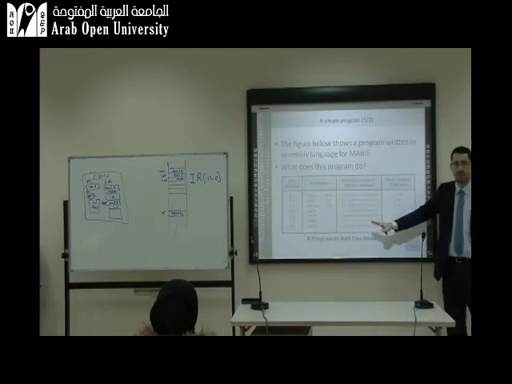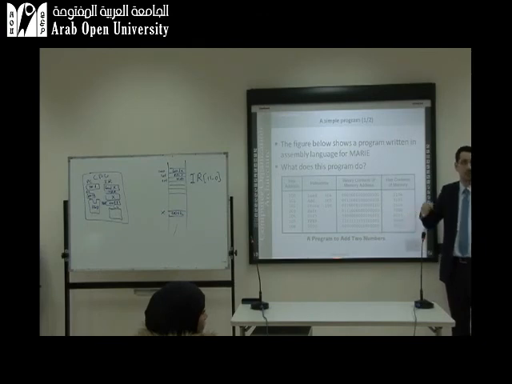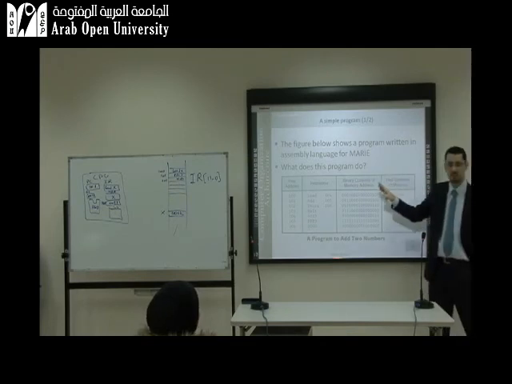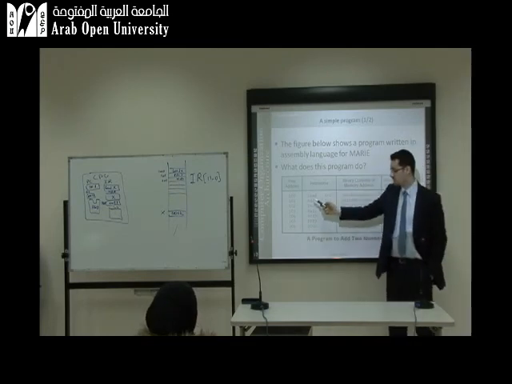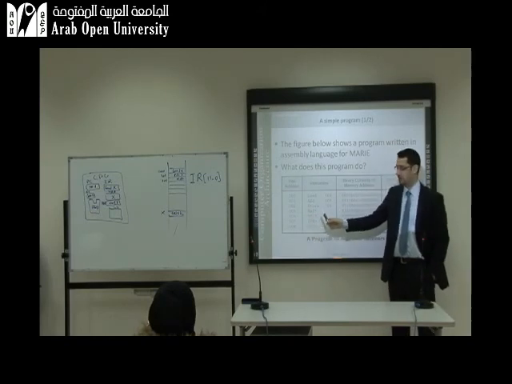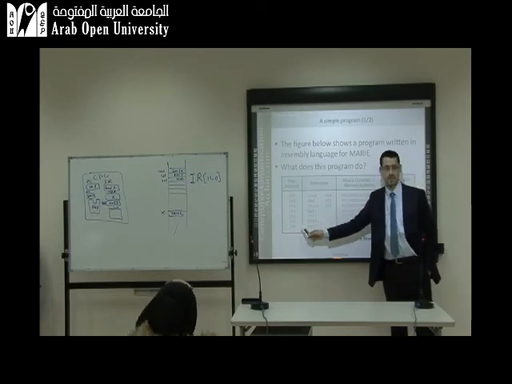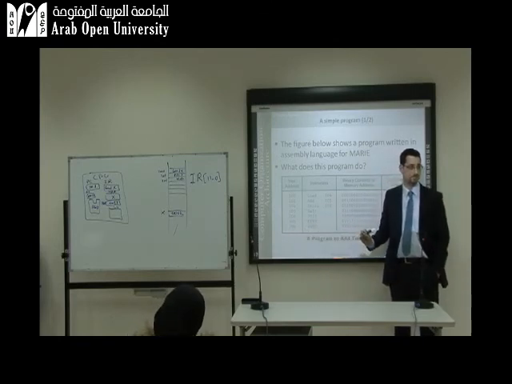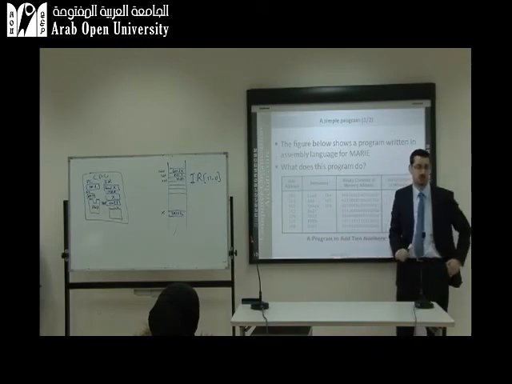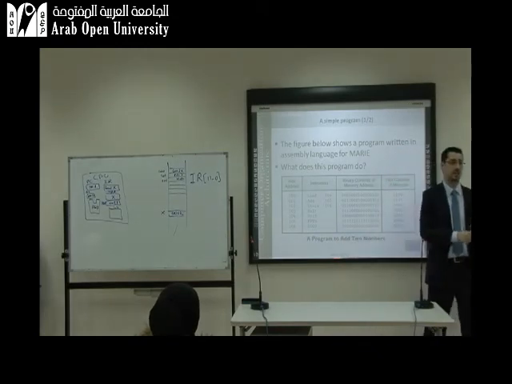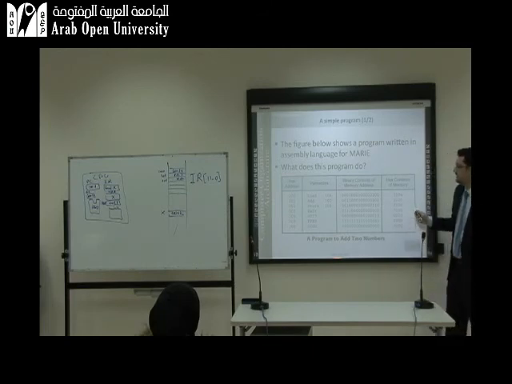So I already explained this program last time, but I will repeat, because we will go further into details. This is a simple program that loads a value stored at address 104, adds to it another value stored at address 105, and then stores the result in another address, 106. So the job of this program is to add two numbers and store the result at a given address.